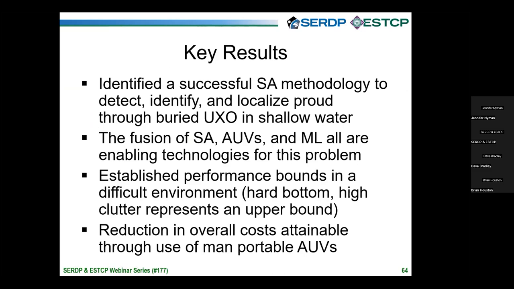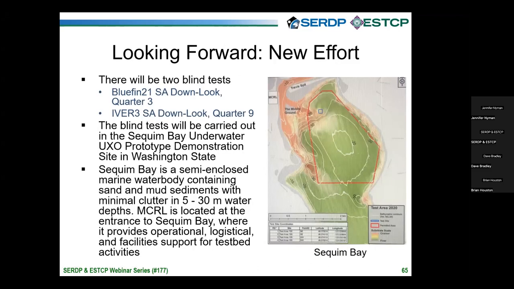The environment that we saw in 1A and other areas was quite difficult. Hard bottom, high clutter. The naturally occurring clutter was the problem in these experiments, not the man-made clutter that we put out there. And we also believe, based on what we've done in this program, that we can reduce the overall cost through the use of man-portable AUVs. So we want to move to the next stage, where we're now looking at smaller AUVs, perhaps a Remus 300, to allow us to implement something that is more 1 to 2 man portable.